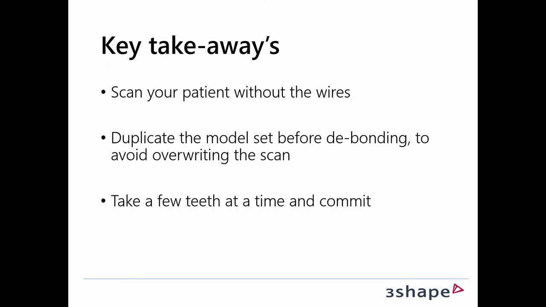Okay, so in conclusion, the key takeaways here are really that you should remember to scan your patient without the wires, as you've just seen. Remember to duplicate the model before debonding to avoid overwriting the scan. And actually, as Heike showed you, just take a few teeth at a time and commit so that you don't undo all of your work in one go.